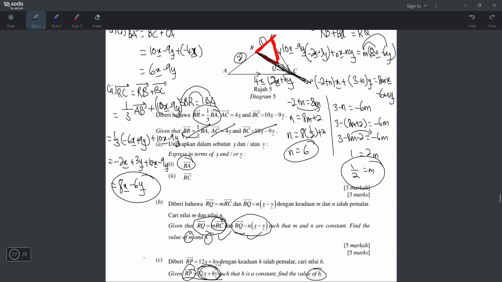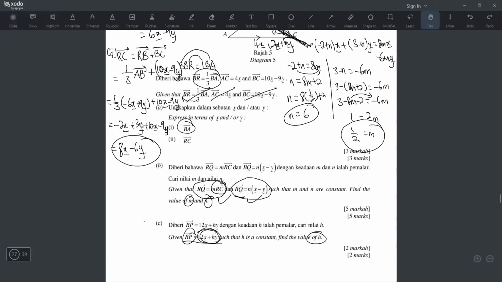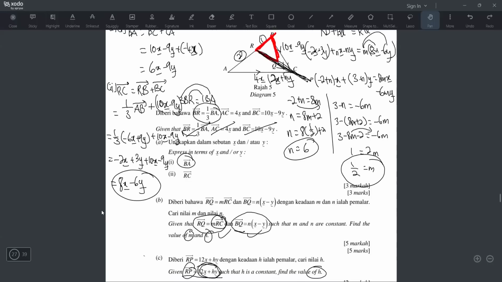If you cannot find RP, it's okay. You find a vector that is parallel to RP. Because when two vectors are parallel, then the two vectors can be equal, but you have to put lambda, right? Yeah, you have to put lambda because when two vectors are parallel, they can be equal, but they are not the same length, their ratio is not the same, so you have to put lambda.